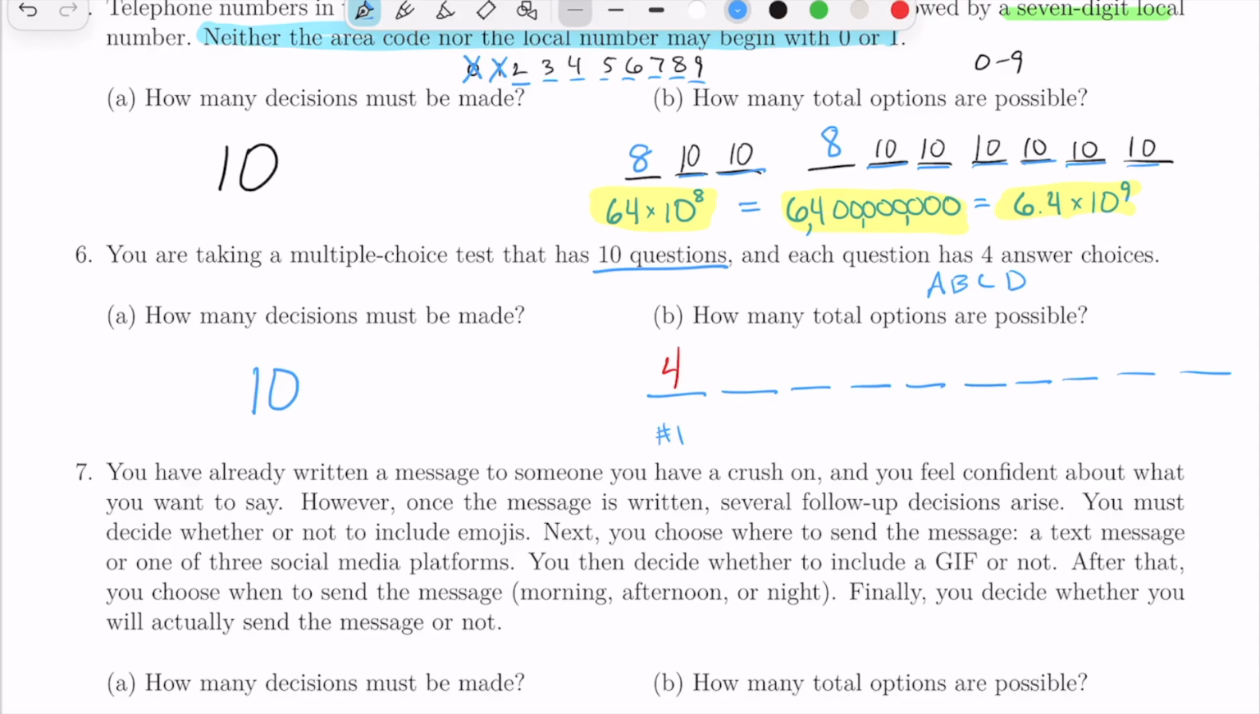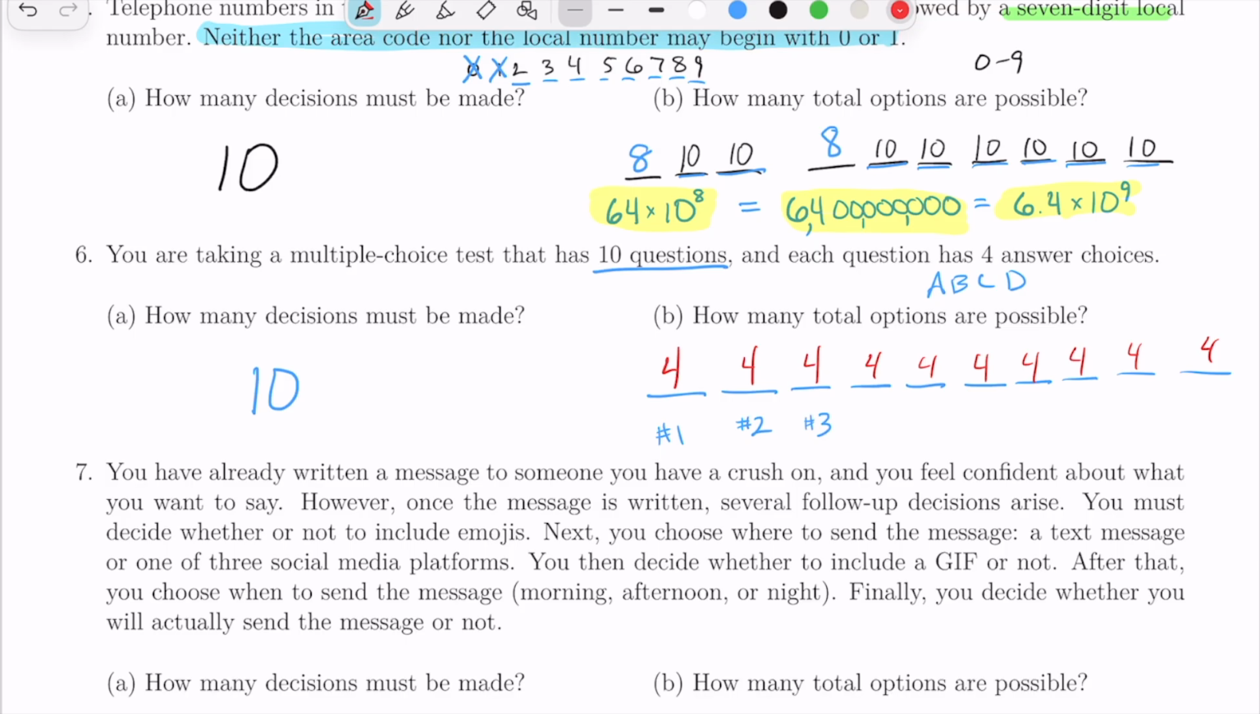And then when I go to number 2, you know what? I can still choose between A, B, C, or D. So I have 4 choices. And when I do number 3, I can still choose between A, B, C, or D. And hopefully you see that's going to continue on, because it's possible to have a test where the answer choices go A, B, A, C, A, D, however many more I need.